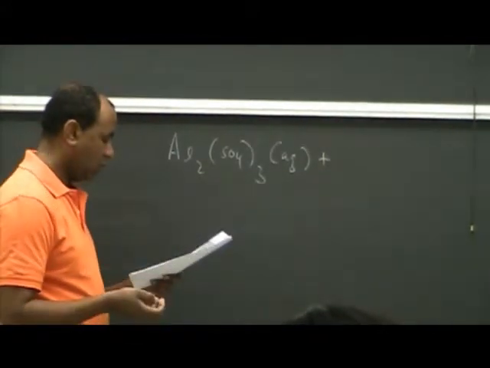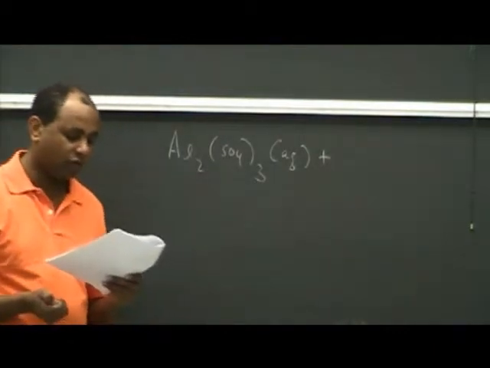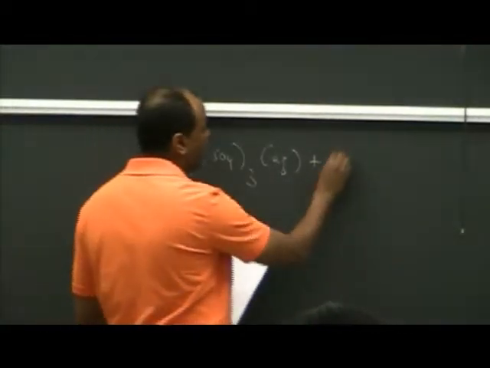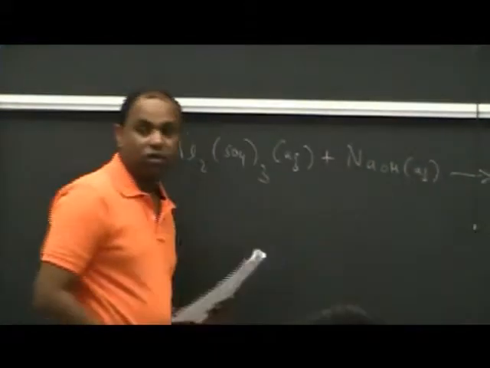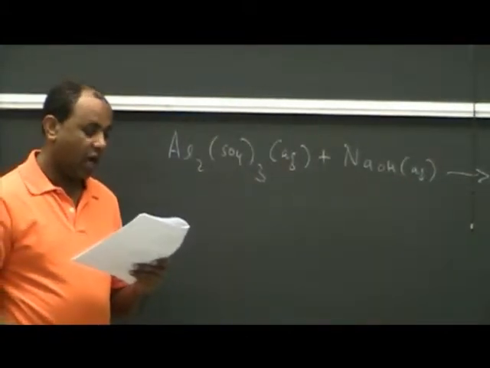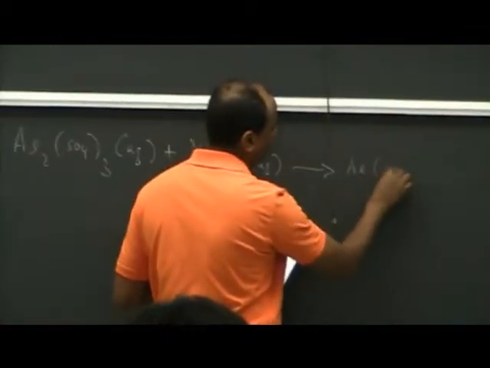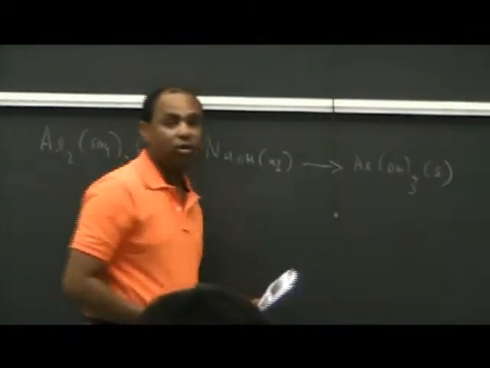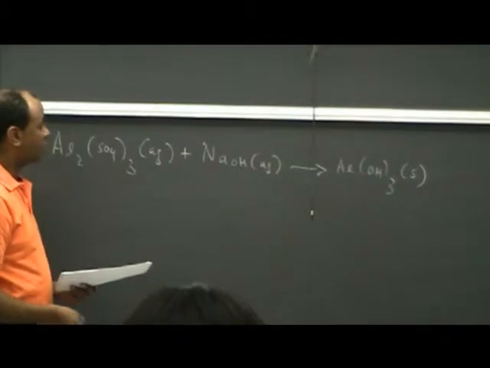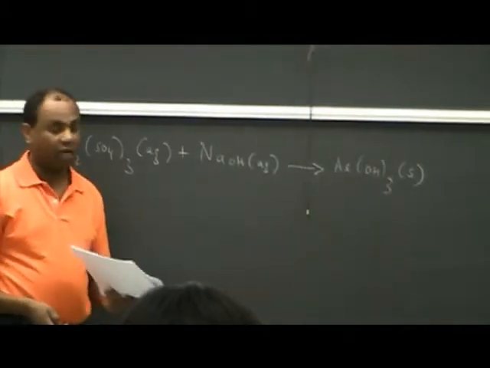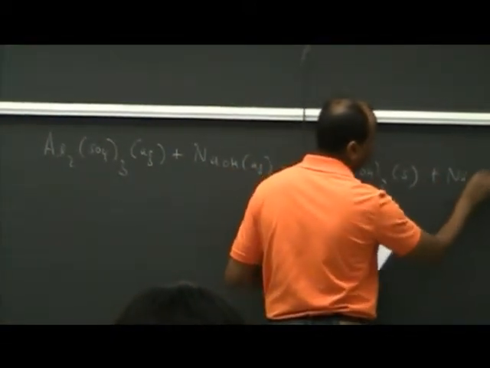So here is the information given. Write a complete balanced chemical equation for the reaction of aluminum sulfate and sodium hydroxide. One piece of information also provided to us was that aluminum hydroxide is formed, and it's also given that aluminum hydroxide is insoluble. It's a precipitate. It's a solid, right? Okay. And then what is the other product besides aluminum hydroxide? It's going to be sodium sulfate.